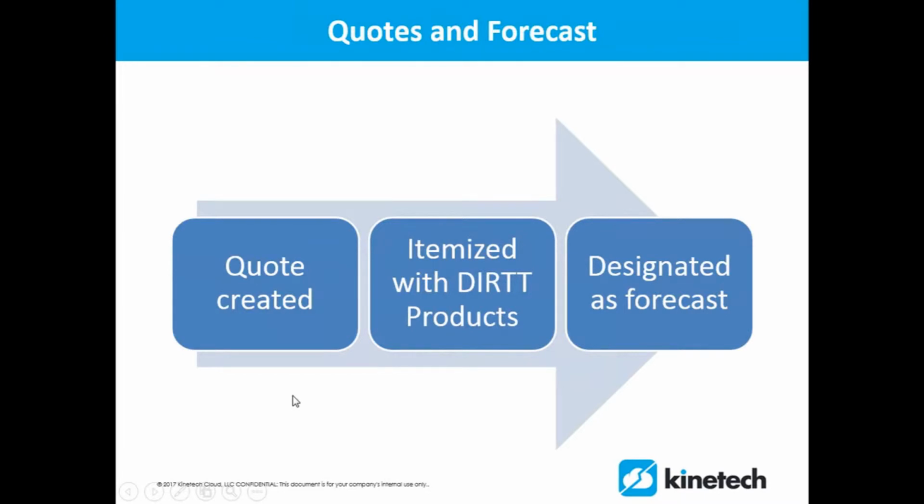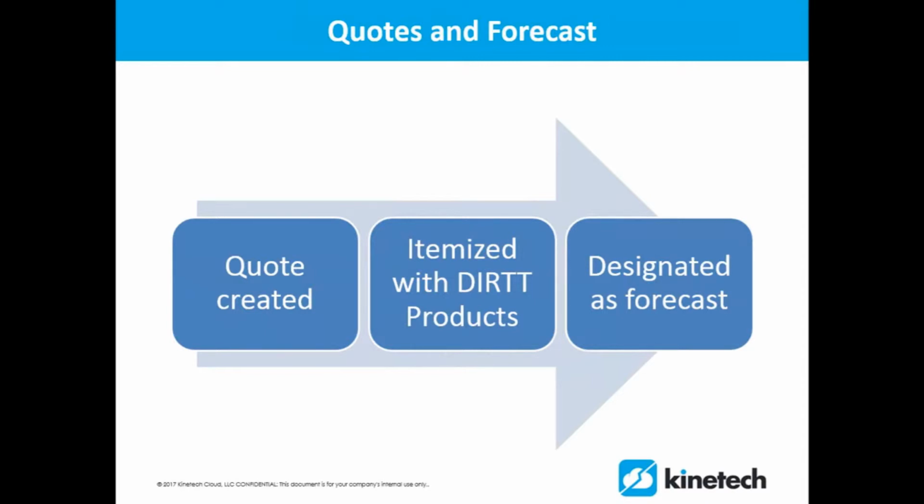Next, a little bit more about how information flows through the application. You can create a quote within Kinetic, and then you can itemize it with those DERP products. And then the most important step here is to designate that quote as your forecasted quote when it is the opportunity stage. Designated as the forecast is what tells the application to use this particular quote and have that information flow through to the rest of the application.